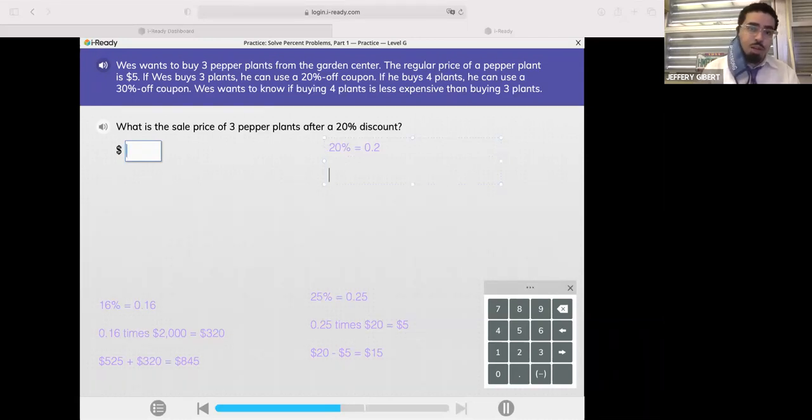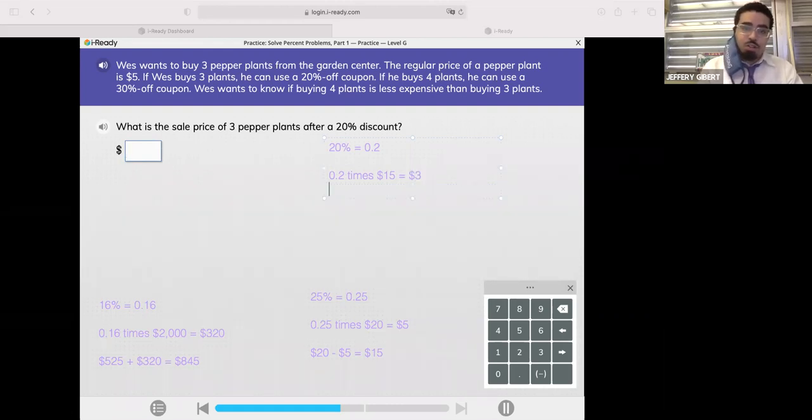Yeah, you're going to minus, but first you got to get the 20% of 15. So how do you get the 20% of 15? Well, you got to do 0.2 or 0.20 times $15. So what's 0.2 times $15? What is 0.2 times 15? $3. Yeah, $3. All right.